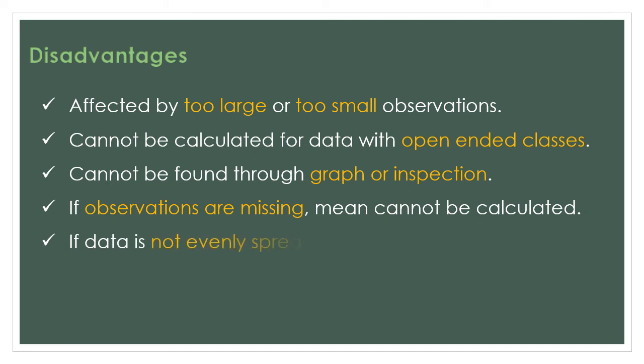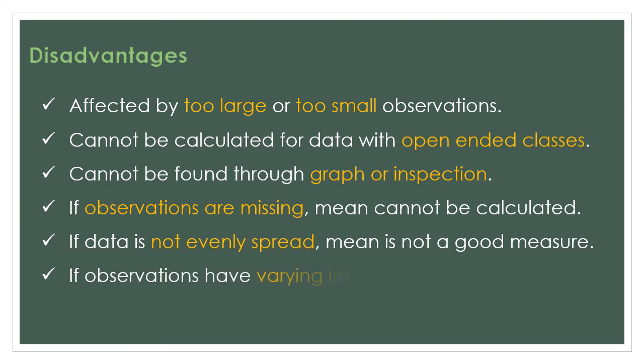If data is not evenly spread, mean is not a good measure. Evenly spread means that if the data is spread a lot on one side and very little on the other side, then mean is not reliable for that. The data should be spread evenly, and only then can mean, the central value, accurately give us the average answer.